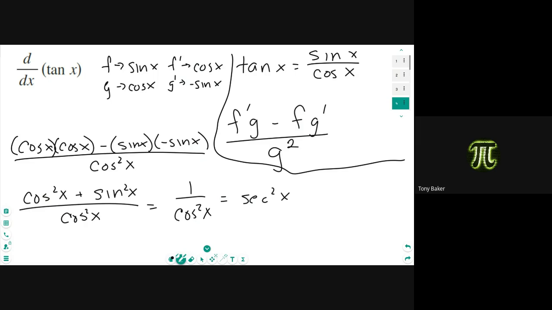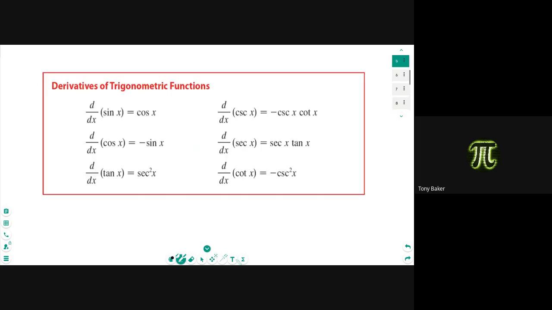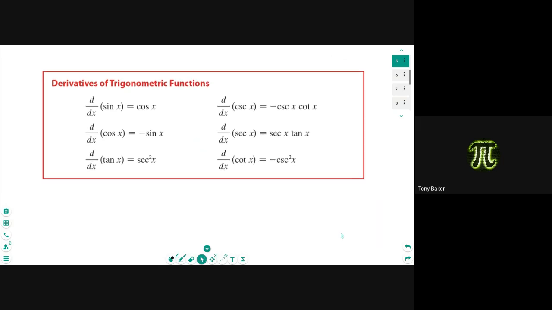Yeah, I could sit here and make you do all the rest of them out if I wanted to, but I'm not. There you go. So those are the derivatives of our 6 trig functions. Cosecant, secant, and cotangent are all done the same way that we just did the tangent one. They're all quotient rules that we have to break down and simplify out.